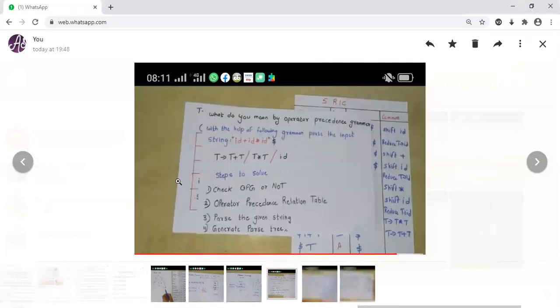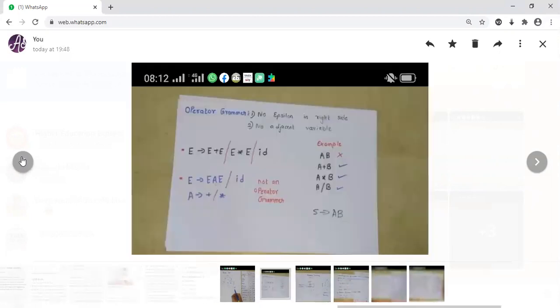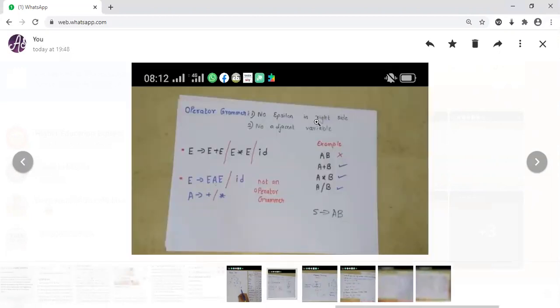And very important, to deal with this kind of operator precedence grammar, there are basically two rules. One is that there should not be any epsilon on the right-hand side, and second, no adjacent non-terminals should be there. So if we have an example like AB, because of the back-to-back non-terminals, it is not accepted in operator grammar. We should have an operator, like A plus B, and these are all correct examples of operator grammar.